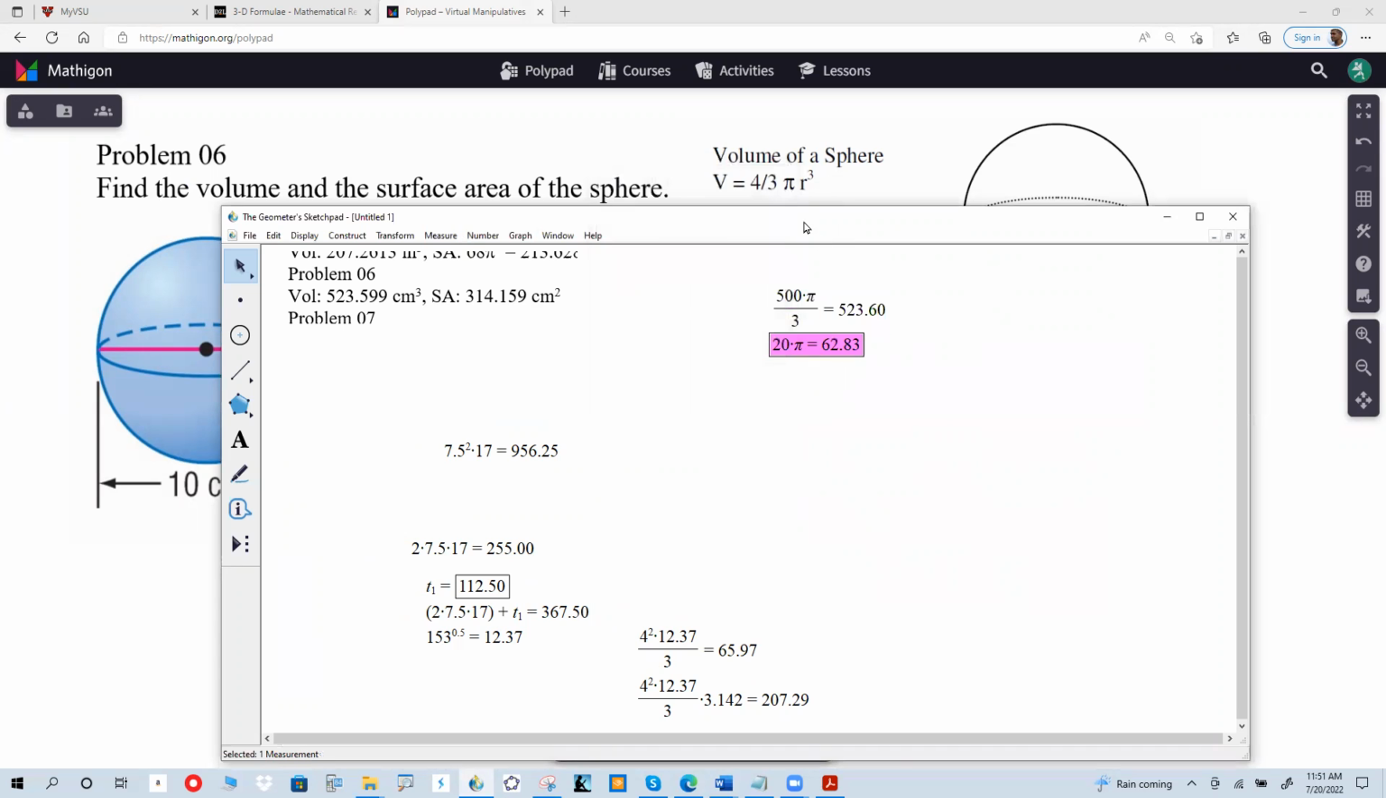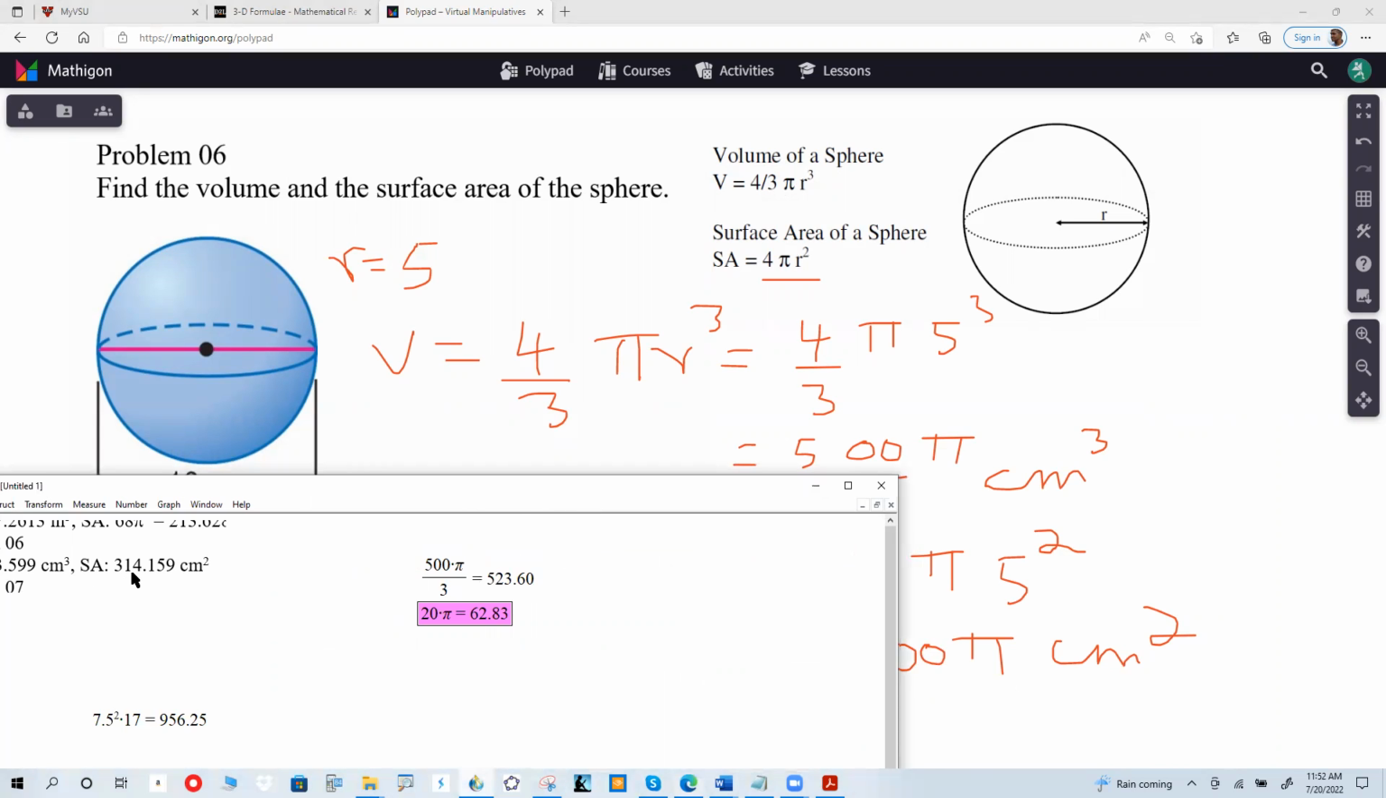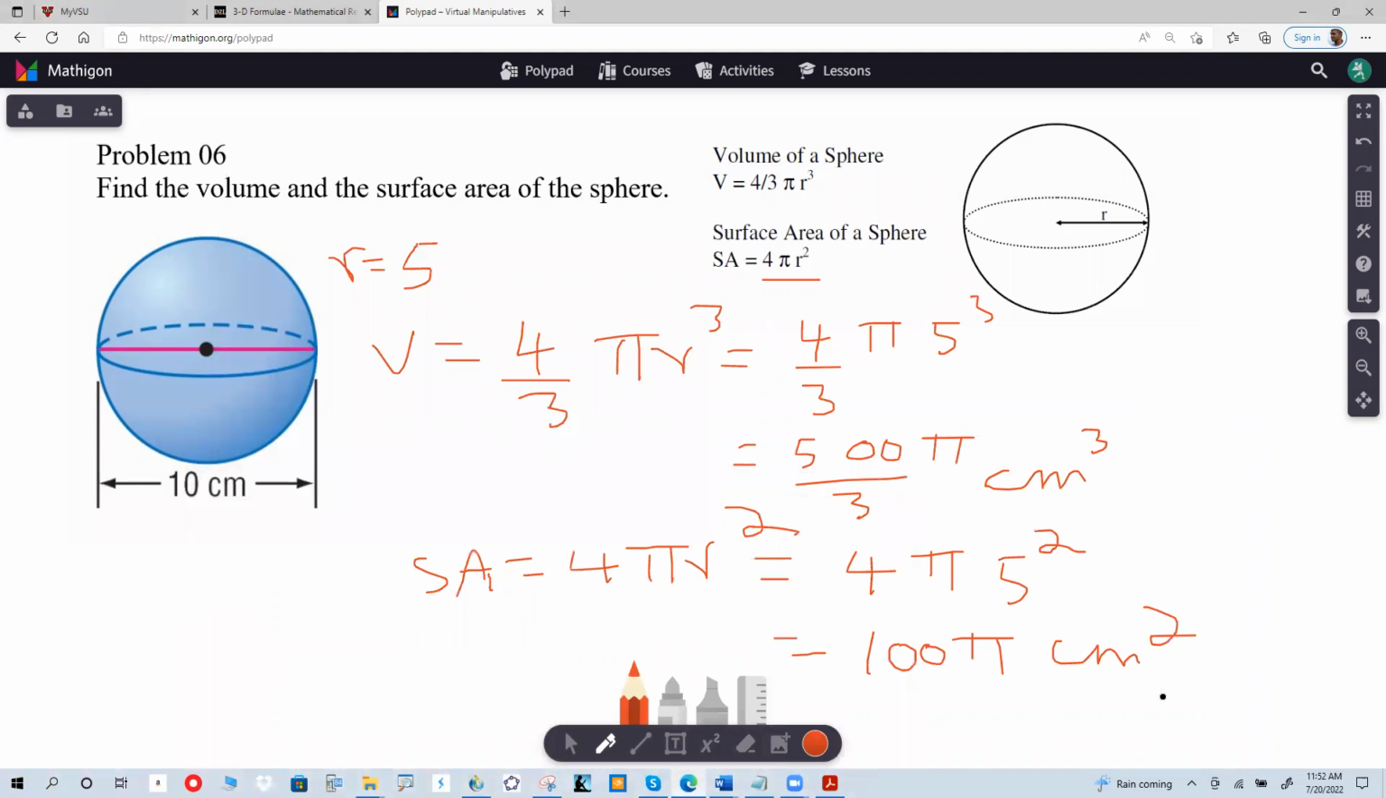Oh boy, I must have messed this up. Oh, guys, I messed up the second one. My bad. I forgot the square. So it's going to be 5 square. 5 square is 25. 25 times 4 is 100. Sorry about that, guys. So it's 100 pi. Okay. So if it's 100 pi and 100 pi, I got it right now. So be careful. It's easy to make a mistake. So I'm going to pause it just for a couple of seconds. I need that time.